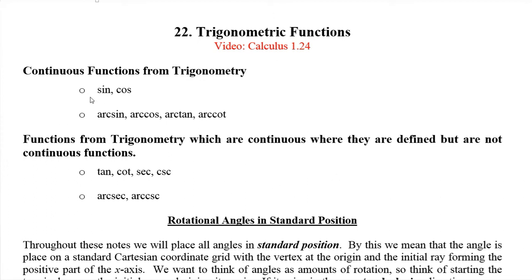It turns out that the following functions from trigonometry are actually continuous functions. Of the 6 basic trig functions, sine, cosine, tangent, cotangent, secant, and cosecant, sine and cosine are the ones that are continuous functions, and in fact they're defined everywhere. The inverse trig functions, arcsine, arccosine, arctangent, and arccotangent, are also continuous functions. The functions that are not continuous everywhere, but are continuous where they're defined, include tangent, cotangent, secant, cosecant, arcsecant, and arccosecant.